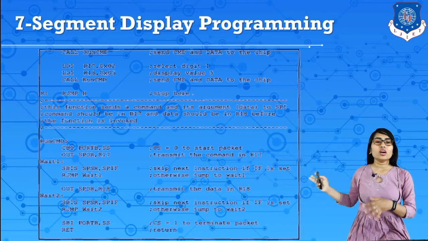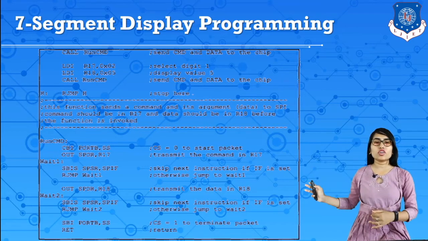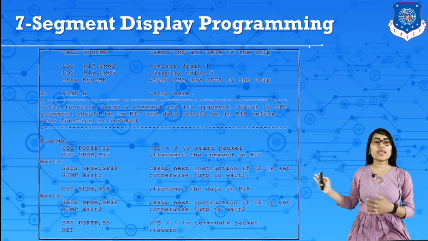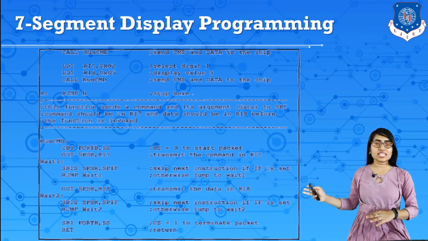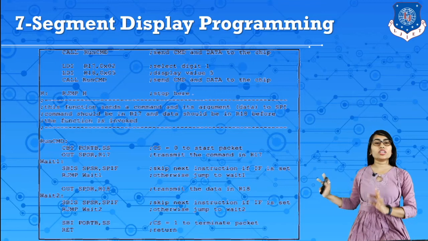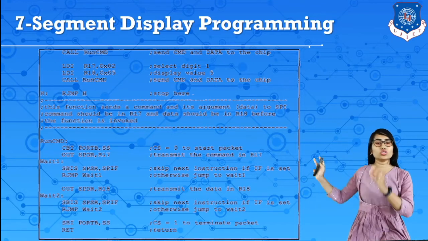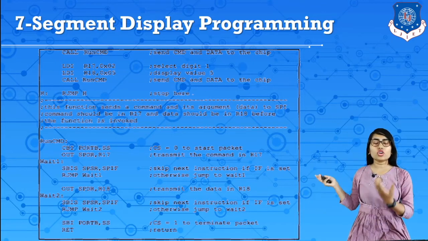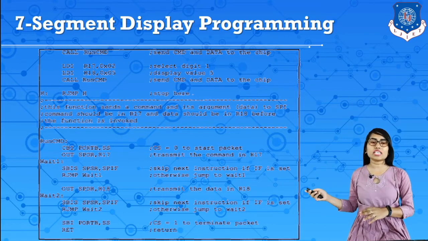So here we have a function. This function sends a command and its data to SPI, and the command should be in R17 and the data should be in R20 before the function is invoked. So this is for calling the function and then sending data to the 7 segment LEDs.